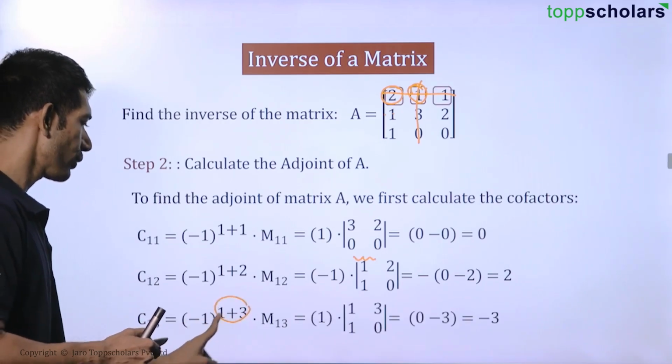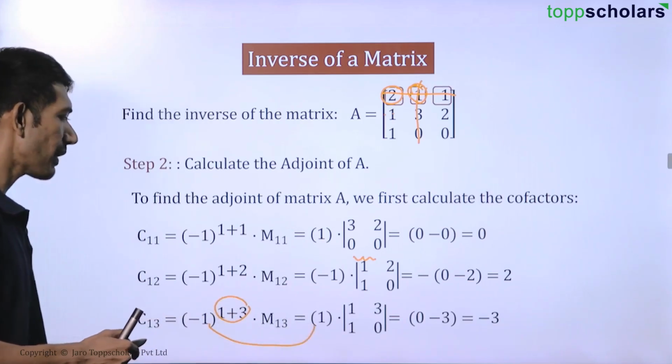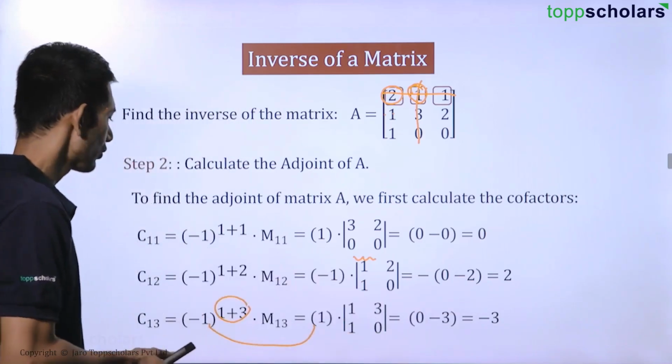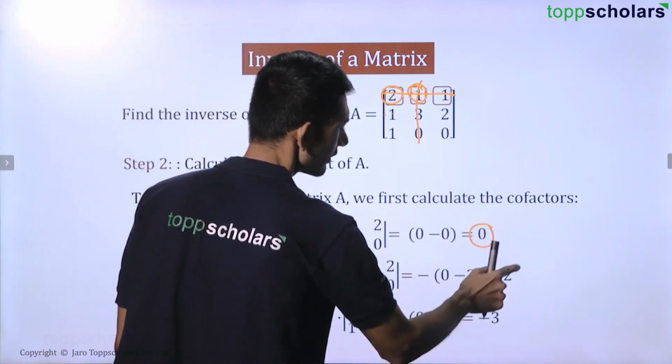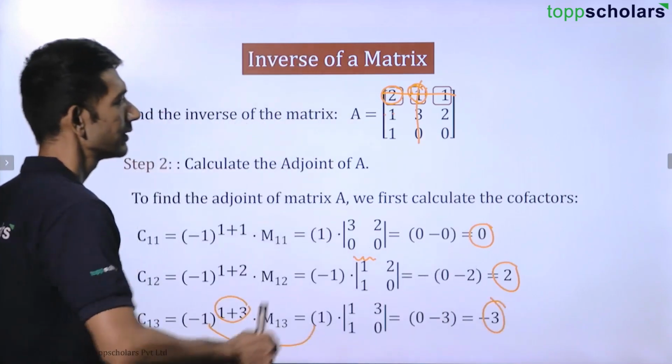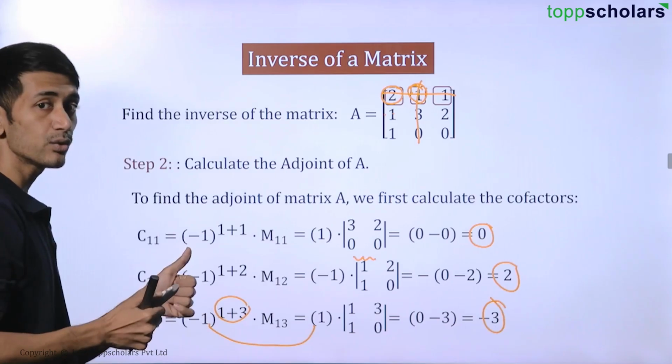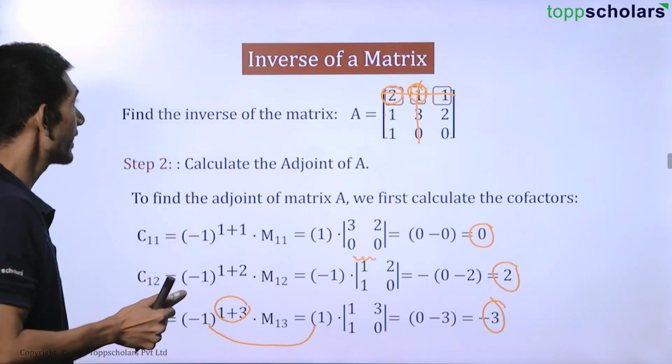This will become positive 1 because of the even power, and then you get -3. So you have C11, C12, C13. That is your cofactor matrix, C11, C12, C13. Now C21, C22, C23. Let us do that.